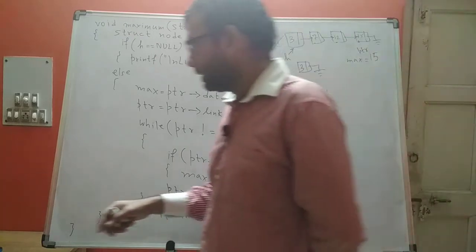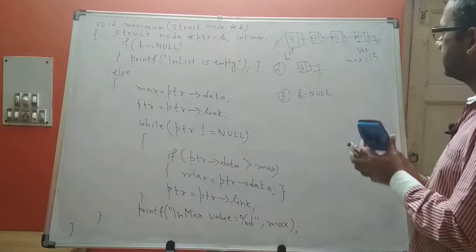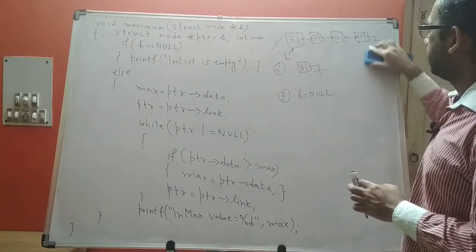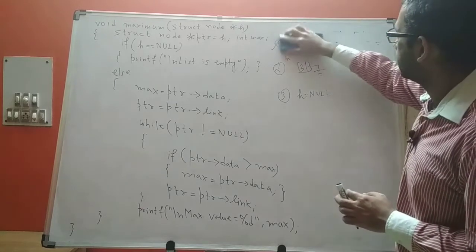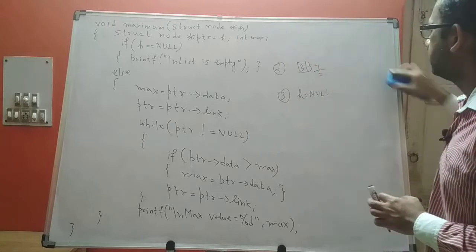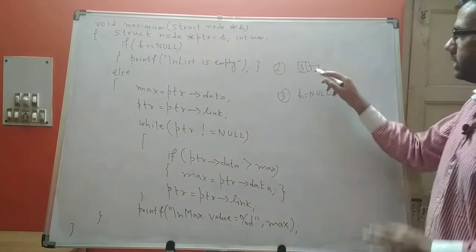Now let's take up scenario number 2. In scenario number 2, what is the possibility that we get the correct result? So scenario number 1 is over. Now scenario number 2 tells me that I have a linked list with exactly one node, which is 3.